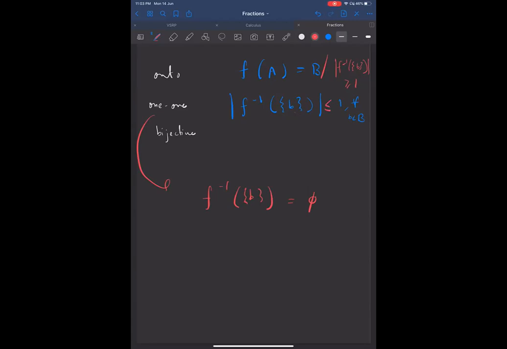So for 1-1, we have less than or equal to 1. And for onto, we have greater than or equal to 1. And for bijection, what is the thing? Both should be 1. So bijection means the inverse of singletons are also singletons for all. So this is kind of a characterization. In 1-1, we can also say that the cardinality of f of some singleton set A equals 1.